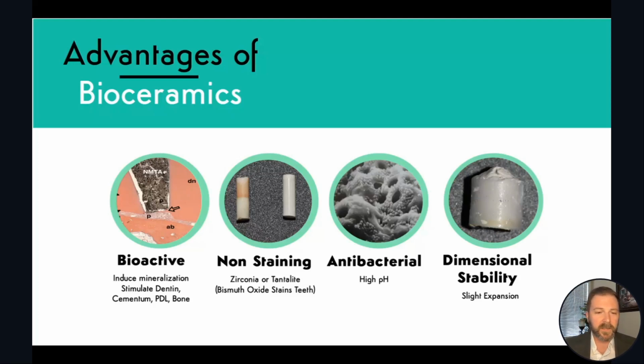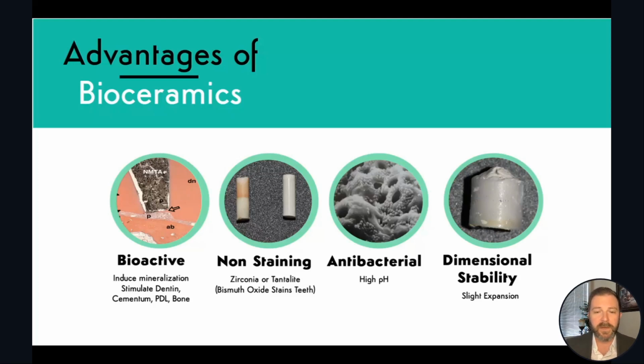It's also non-staining. Again, the original products were not non-staining, but now we've progressed. So you can see here from a study back in 2013 that I conducted, we're looking at the left product has bismuth oxide, which clearly shows a discoloration, kind of that brownish, rusty type color. And then the product on the right, which is zirconia or tantalite. In this particular case, this is BC putty. And so it holds a nice, color fast, stable product. And that's especially important if we're using this in anterior pediatric teeth. As we move to the right, antibacterial, it's got a high pH.